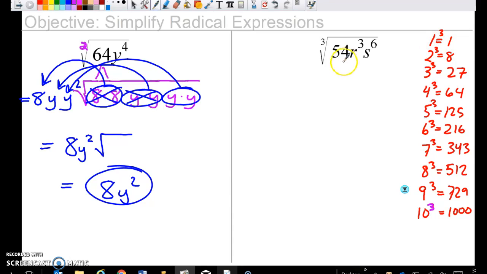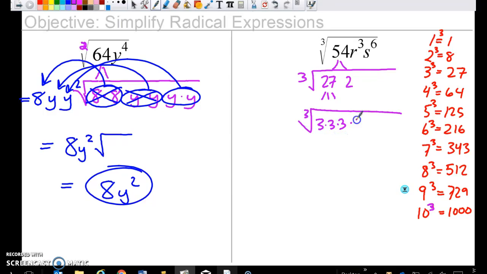1 can go into 54, sure. 8 can't go into 54. Can 27? Well, it sure can. It's 27 times 2, and you would have found that out if you divided by 2 anyway. What's nice is that this 27 we know is going to break into 3 times 3 times 3. It's a perfect cube. Times the 2 from up above, times r times r times r times s 6 times. So r to the third, so it's going to be 3 r's and 6 s's.